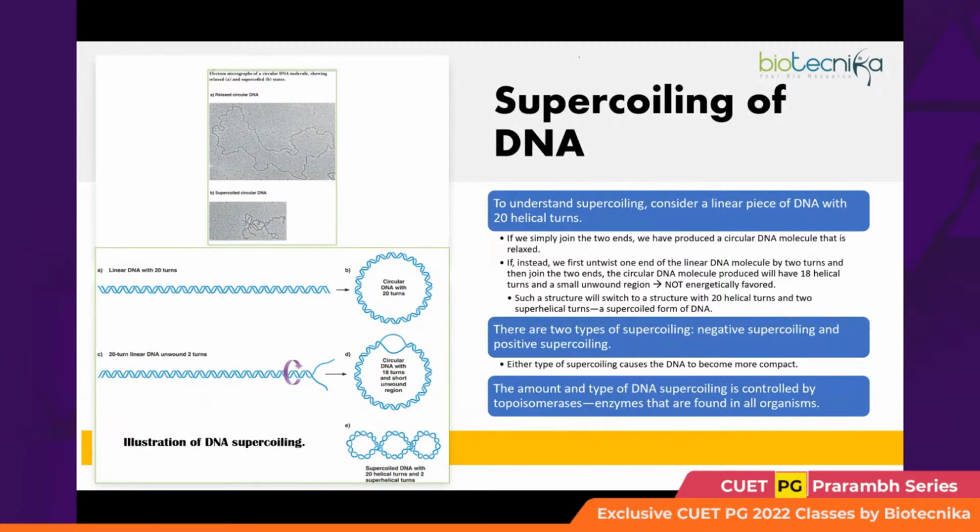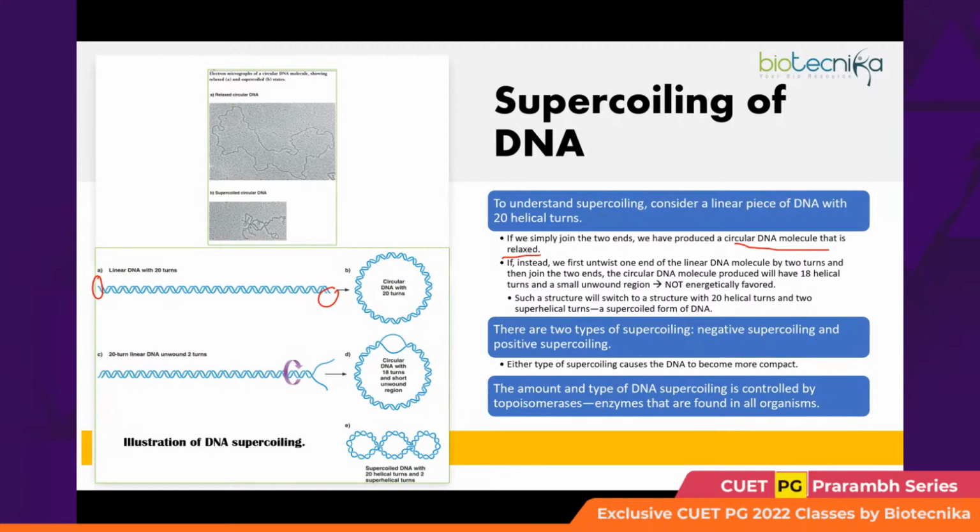For those people who don't understand supercoiling, consider a linear piece of DNA with 20 helical turns. That means 20 times one strand is rotating over the other. If we simply join the two ends, we have produced a circular DNA molecule that is relaxed.